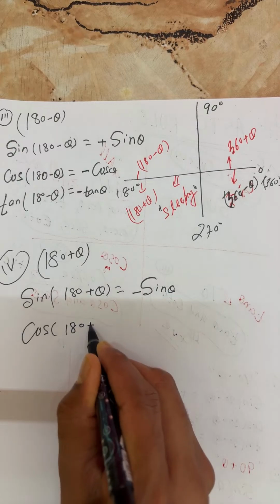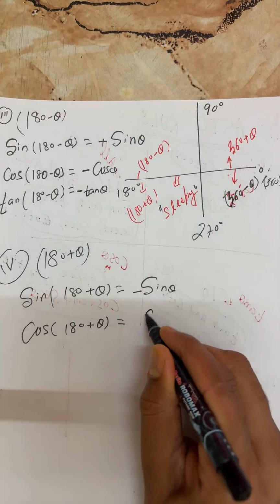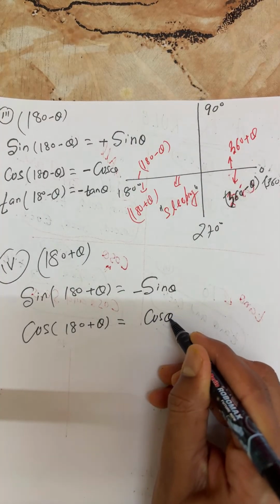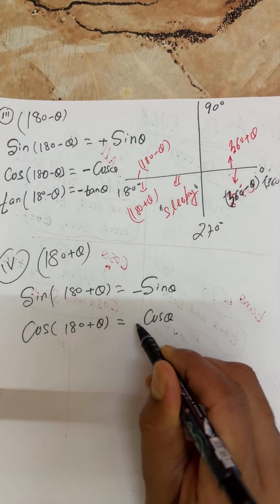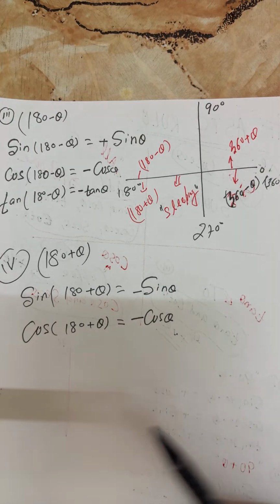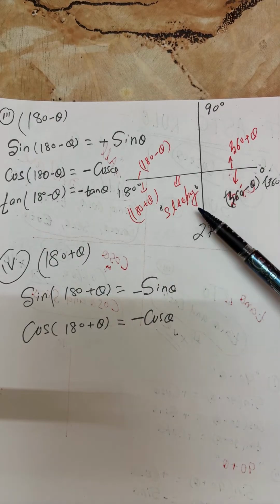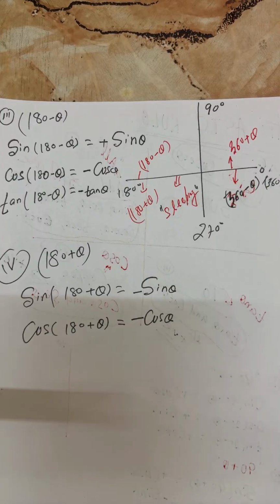Cos of 180 plus theta. We are pretty sure this is what will come: cos theta. Now tell me, plus cos theta or minus cos theta? My dear student, minus cos theta. Why? Because 180 plus is in which quadrant? This is in the third quadrant here, so you can say minus cos theta.